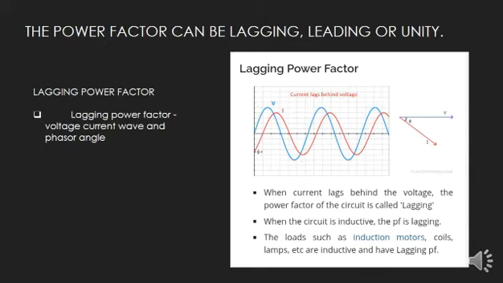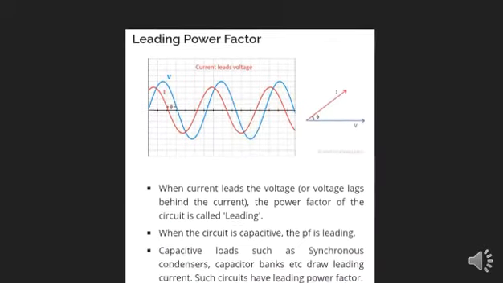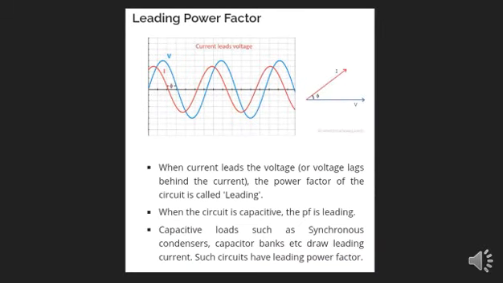When the circuit is inductive, the PF is lagging. Loads such as induction motors, coils, lamps, etc. are inductive and have lagging PF. Next is the leading power factor. This is where the current leads the voltage.